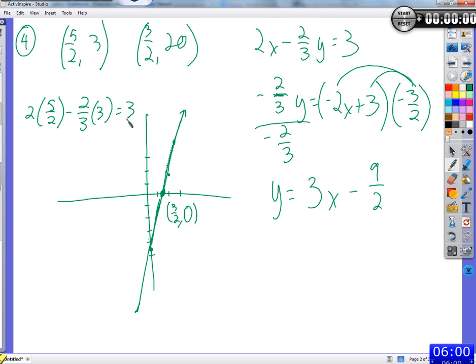2 times 5/2 minus 2/3 times 3 equals 3. 2's cancel, you get 5. 3's cancel, you get 2. That is equal to 3. So this one must be on the line.